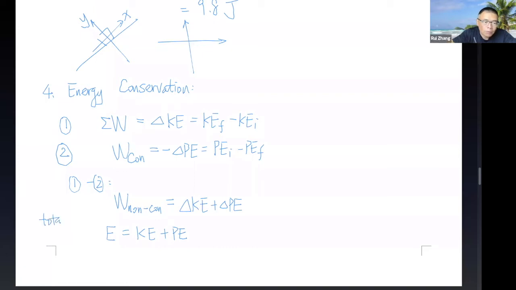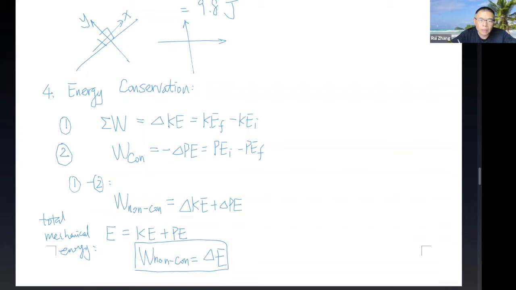Total mechanical energy. And then we can write this as work done by non-conservative force equals the change of total mechanical energy, okay? So this is actually one of the very interesting results based on combining these two pieces of physics we just learned, okay?